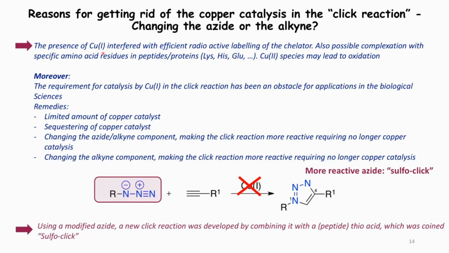Also, people think, and it's not exactly proven in this way, that lysine, histidine, and glutamine residues can also bind copper-1. But what is certainly true is that copper-2 can lead to oxidation. Now, Karen already mentioned that the requirement for catalysis by copper has been an obstacle for application in the biological sciences. There are a couple of remedies: limited amounts of copper catalysts, sequestering of the copper catalyst. Everything has been used, for the ion exchange, clay, and so on.